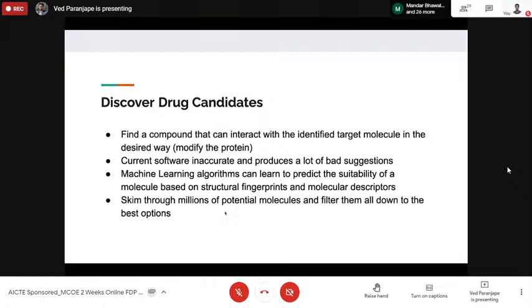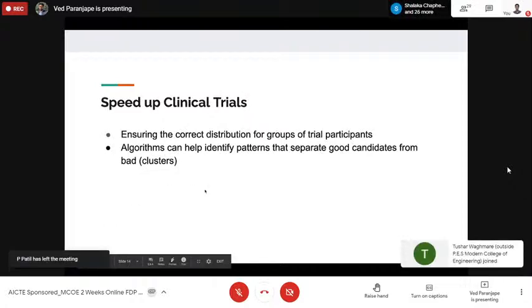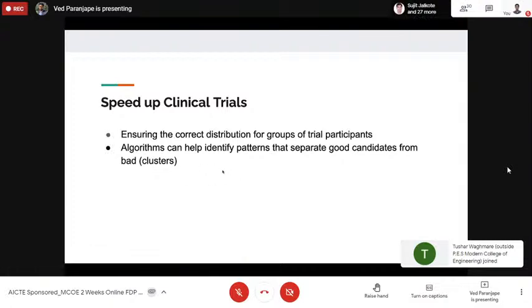the desired compound. It skims through millions of potential molecules and filters all of them down to the best options. As you all must be aware, there are a lot of candidates in drugs, and drilling down and finding the best candidate, that's what AI can do. Once we have a lot of computing power, like on the cloud, we can deploy algorithms to skim through all the data, combine it together, process it, and then give us the best result that's going to be useful for drug discovery, speed up clinical trials, ensuring the correct distribution for groups of trial participants.